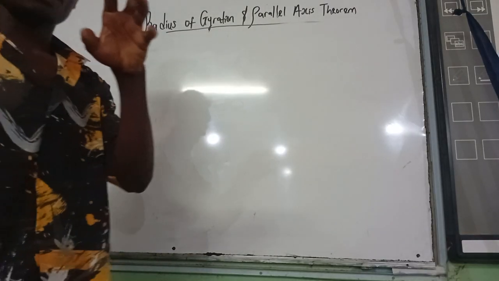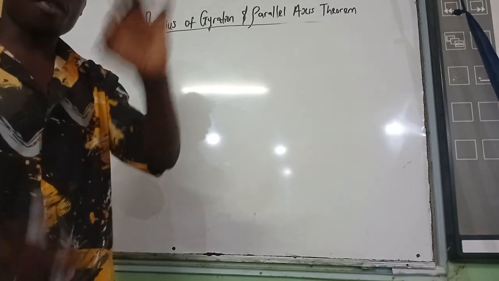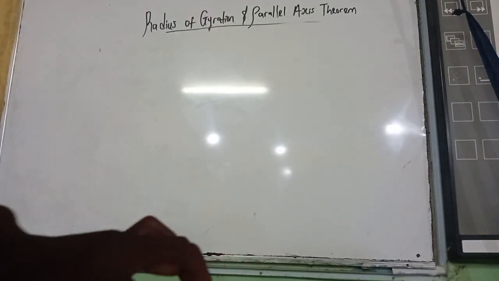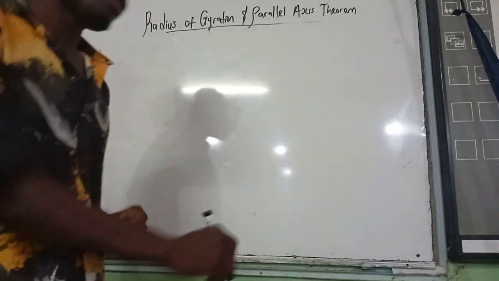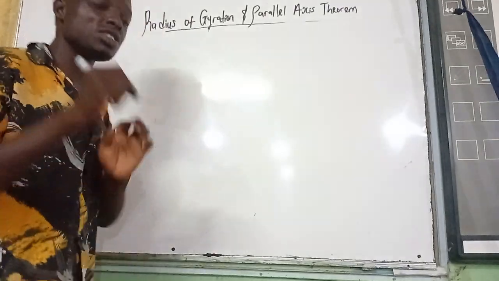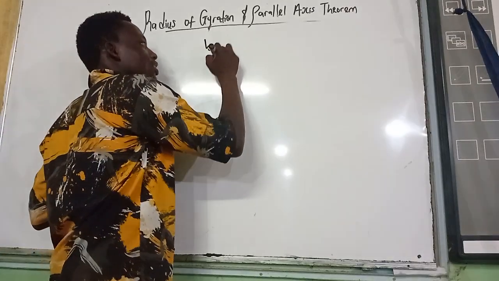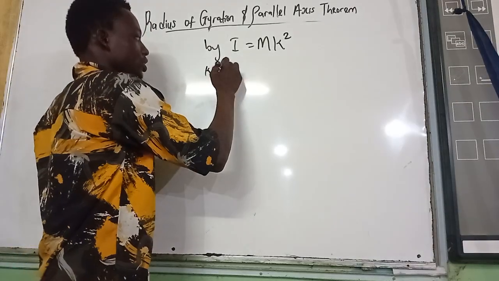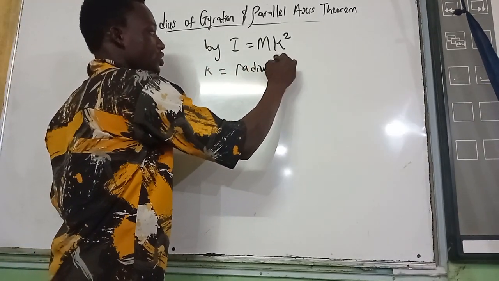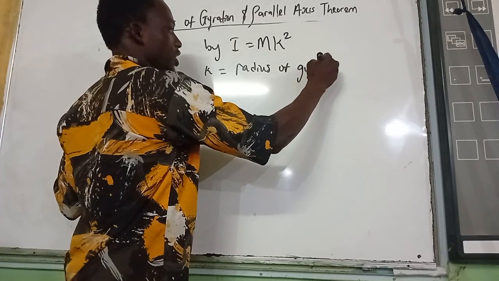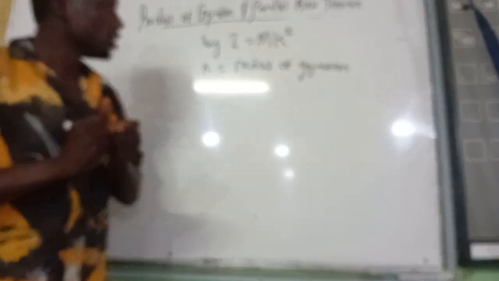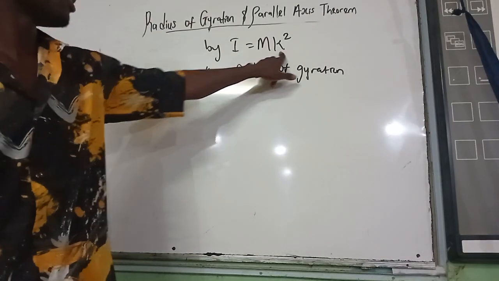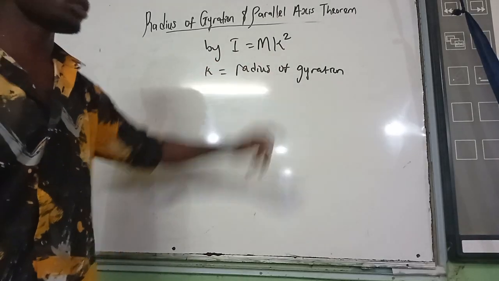Now, the moment of inertia of all rotating bodies is related to its radius of gyration by I equals MK squared, where K is the radius of gyration. So K is equal to this.